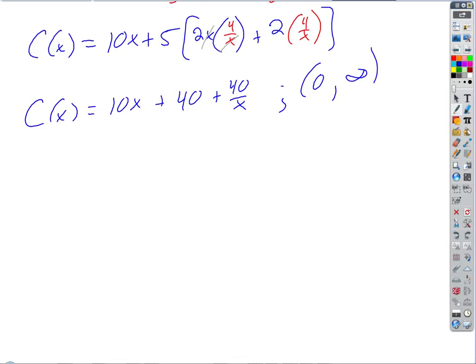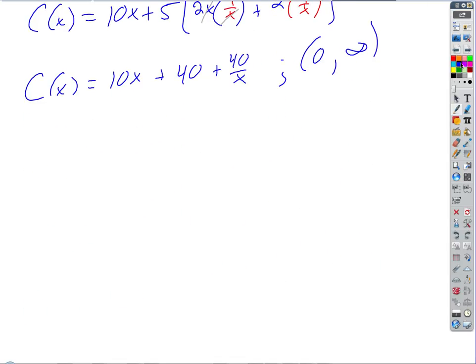I guess we can do this all on one page. So what's C prime going to be? That term's going to give me 10. What's going to happen to the 40? 0. And what about this guy? That's the same as 40x to the negative 1. Good. We don't want to treat that as a quotient, do we? If we've got a constant on top, we bring the top up to a negative power. So what's the derivative of 40x to the minus 1? Negative 40x to the minus 2. Good.